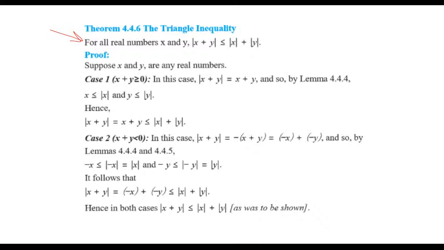We say we have two cases. Either x plus y is non-negative or x plus y is negative, right? Because x and y are real numbers, x plus y is also a real number, and any real number is either negative or non-negative.